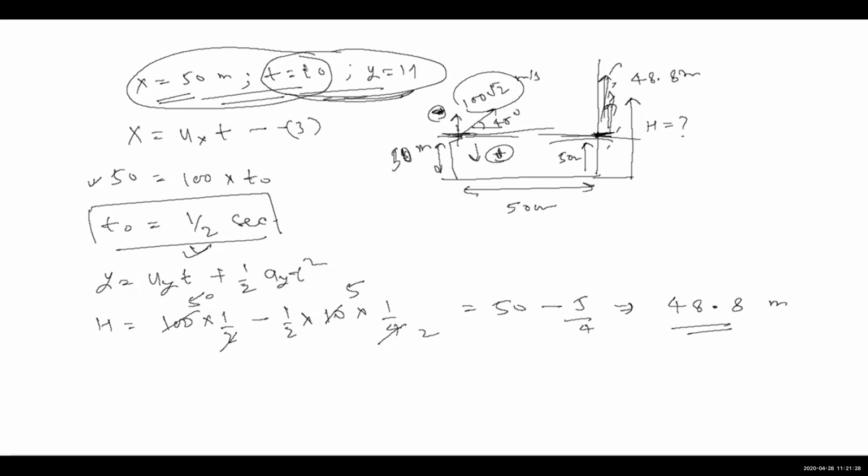And this point is at a height of 50 meters from the ground because this is down. I have asked you the height from this point, so the total height will be 50 plus 48.8, and that will become 98.8 meters. Okay, note it down. Anok, check your calculation, where you made the mistake. Check it.